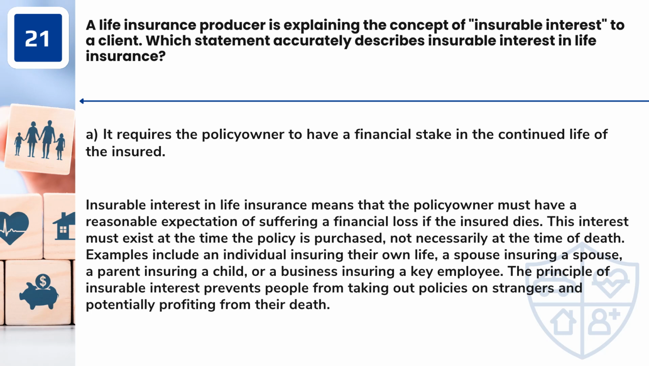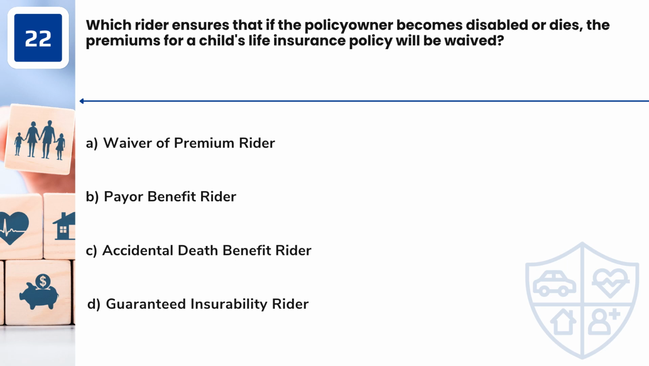The principle of insurable interest prevents people from taking out policies on strangers and potentially profiting from their death. Question 22. Which rider ensures that if the policy owner becomes disabled or dies, the premiums for a child's life insurance policy will be waived? A. Waiver of premium rider. B. Payor benefit rider. C. Accidental death benefit rider. D. Guaranteed insurability rider.